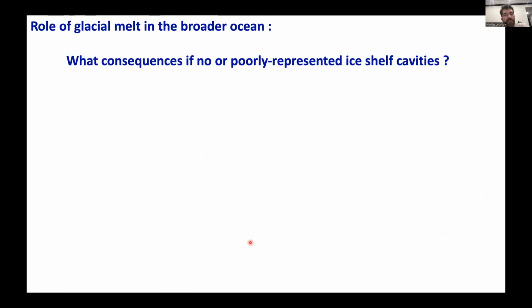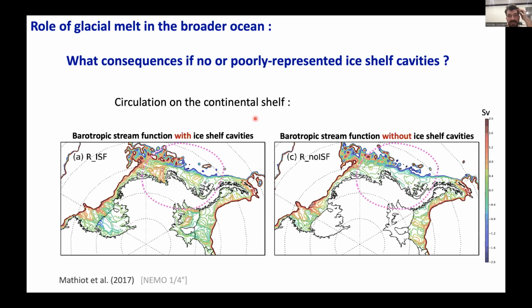Okay, so we've seen that there can be biases in the patterns and in the evolution of melt rates in Antarctica, and now I'm going to show a few possible consequences of this. So what is the role of glacial melt in the broader ocean, and what are the consequences if there are no ice shelf cavities or if ice shelf cavities are poorly represented?